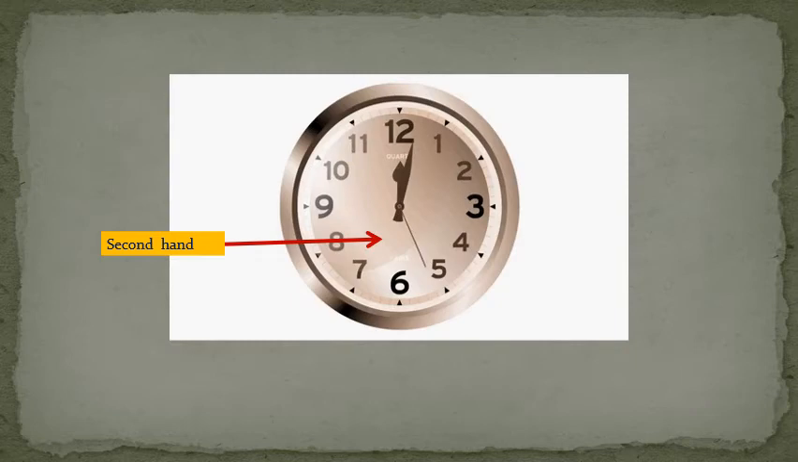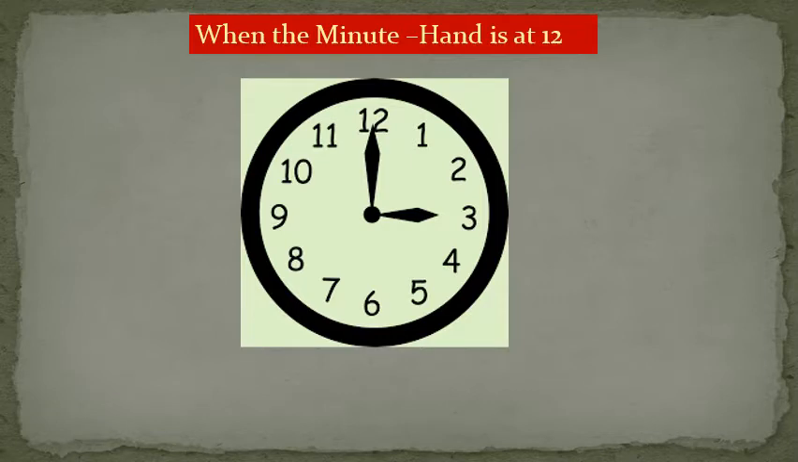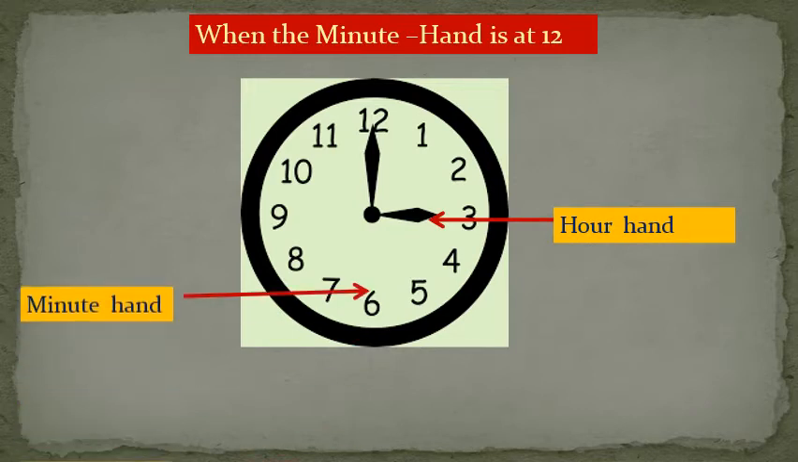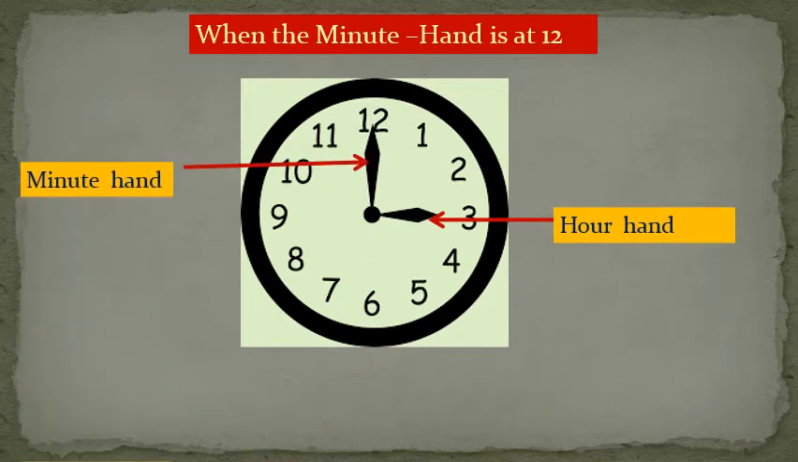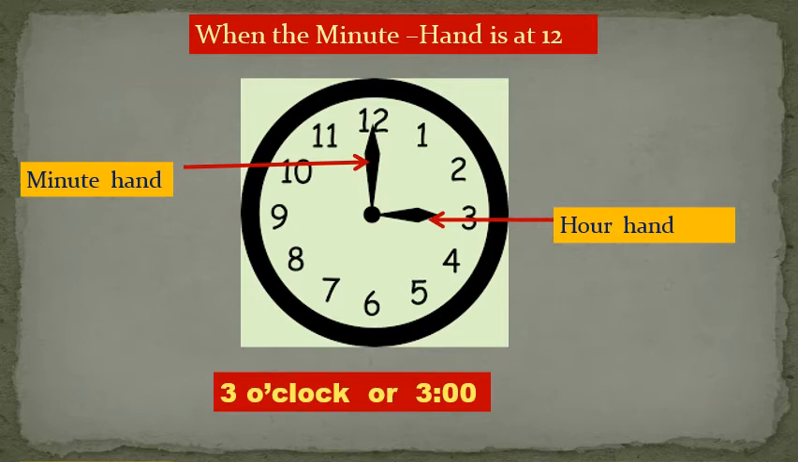In some clocks you find a second hand. The second hand moves much faster than the hour hand and the minute hand. Now let's learn how to read time when the minute hand is at 12. In the clock shown here, the hour hand is at 3 and the minute hand is at 12. So we can say that the time is 3 o'clock.